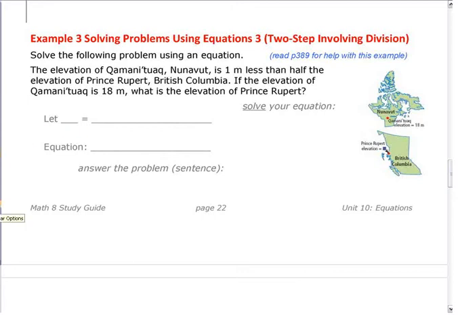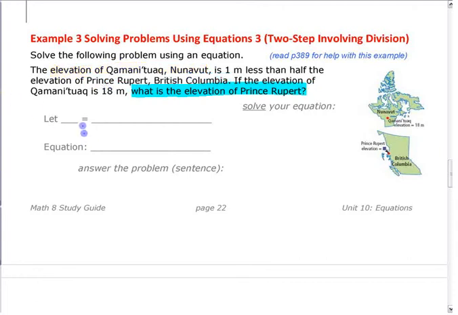Look what's unknown. The elevation of this place is 1 less than half that of Prince Rupert. At this point, we don't know either one of those, right? We don't know the elevation of that place, and we don't know the elevation of Prince Rupert. It does say the elevation of this place is 18 meters. What's the elevation of Prince Rupert? What is the unknown here? Elevation of what place? Prince Rupert, right?